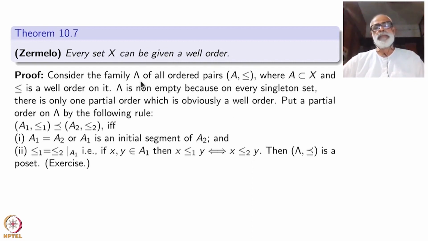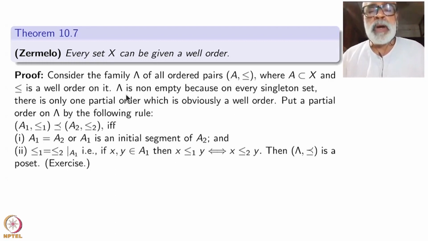So I start with a family Lambda of all ordered pairs (A, ≤), where A is a subset of X. Look at the family P(X), the set of subsets of X. Of course, you don't need the empty set; the empty set you have to throw away. And put a well order on that. If a well order is different, that will be a different element. So it's an ordered pair of such things: A is a subset, and this less than or equal to is a well order on that.